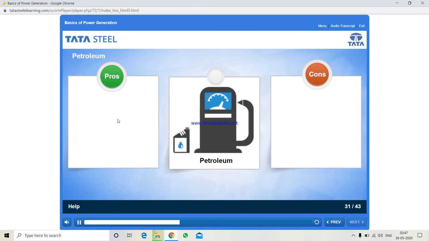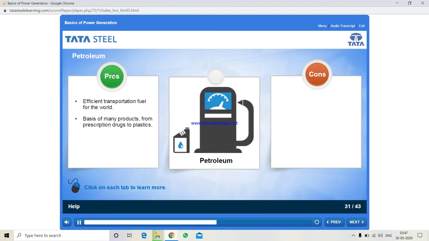These are the pros and cons of petroleum. Efficient transportation fuel for the world. Basis of many products, from prescription drugs to plastics. Economical to produce, easy to transport.